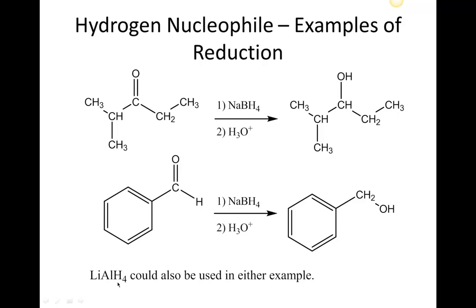In either one of these cases, we could use lithium aluminum hydride. It's a little more hazardous to deal with and maybe a little bit more expensive, and so usually we'll use sodium borohydride, but you need to keep in mind that you could use lithium aluminum hydride if you wanted to, because it's a stronger reducing agent than sodium borohydride.